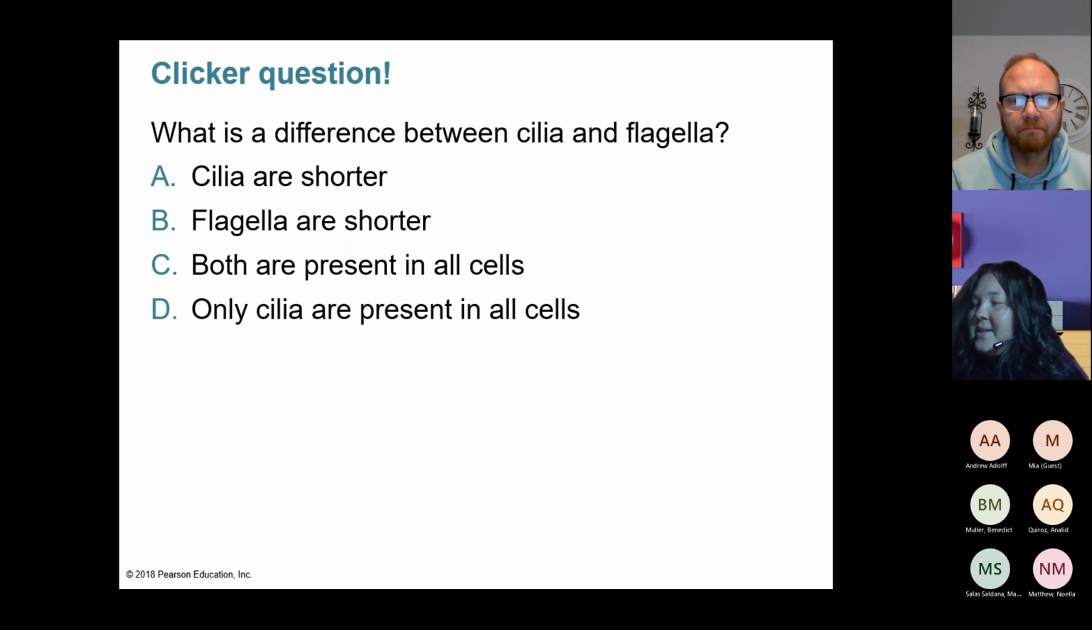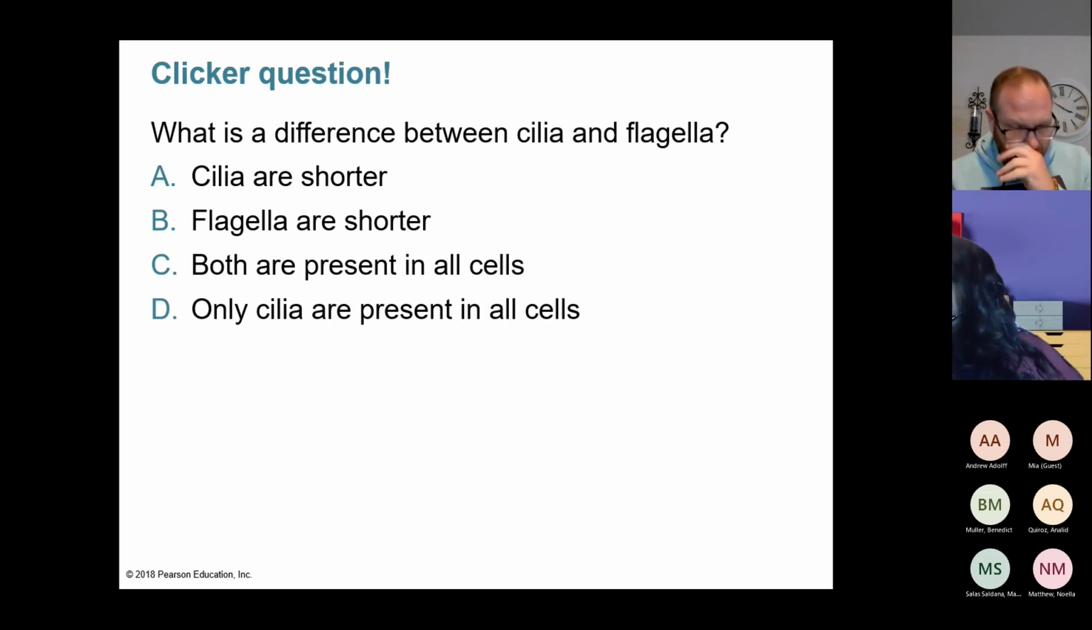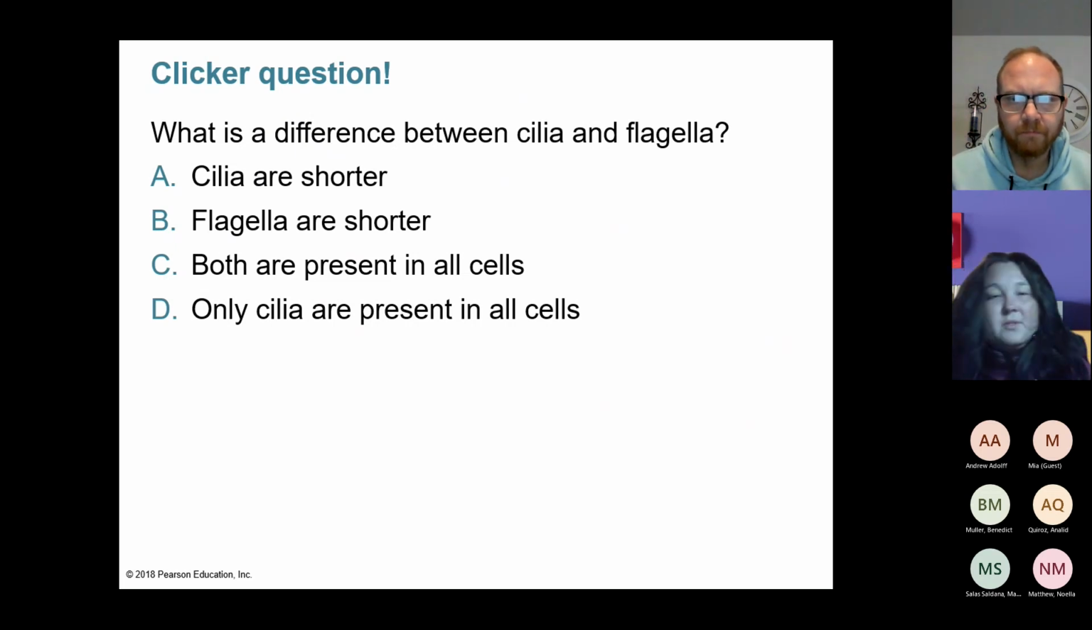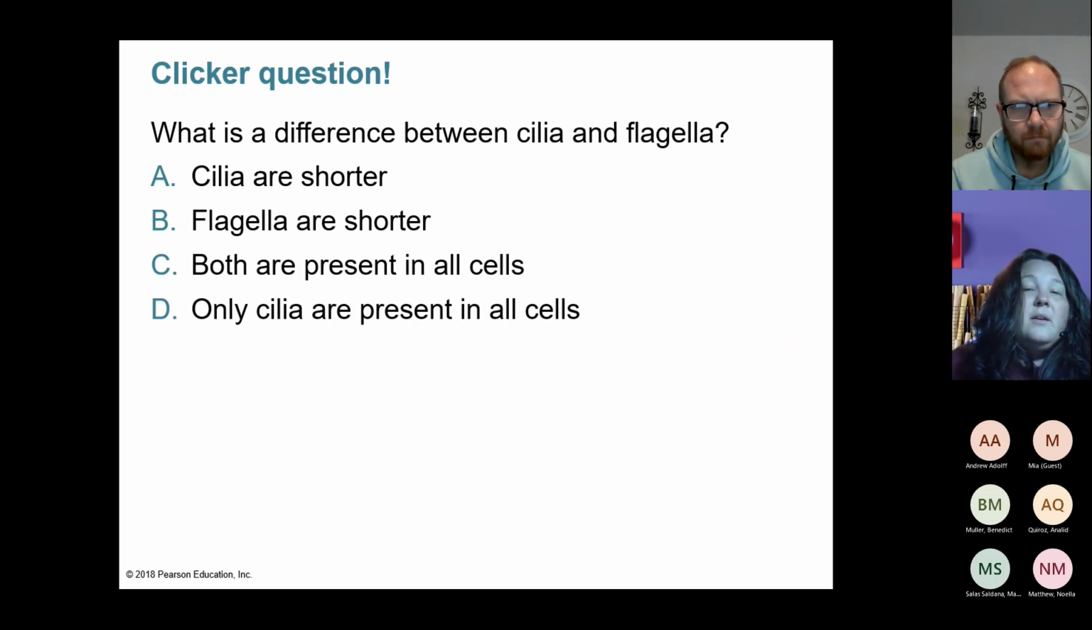All right, the correct answer is A. 83% of you chose A. Cilia are shorter. Very good. 14% chose C. Both are present in all cells, but no, actually neither of them is present in all cells. Only some cells have cilia and flagella.